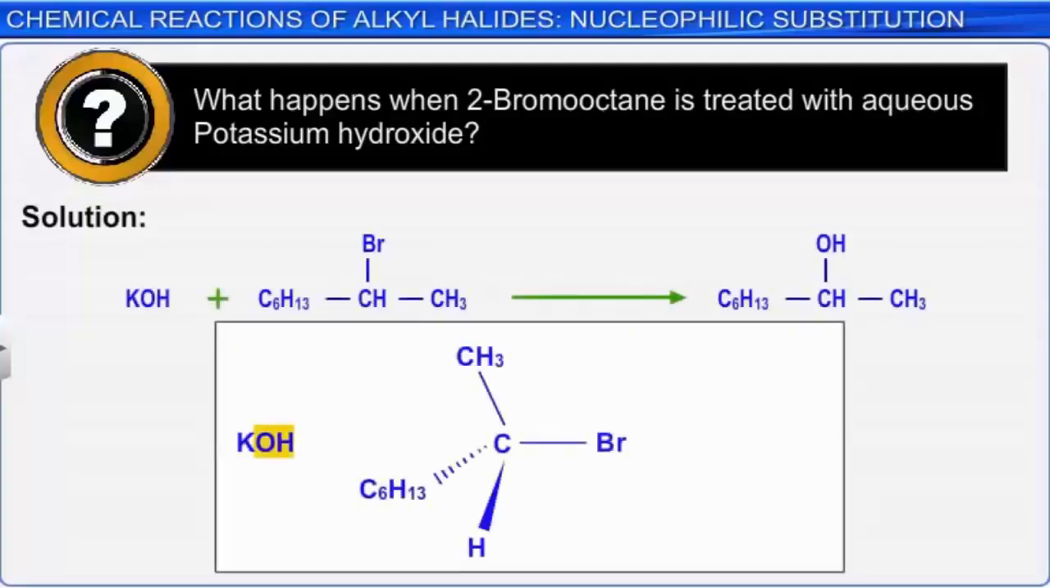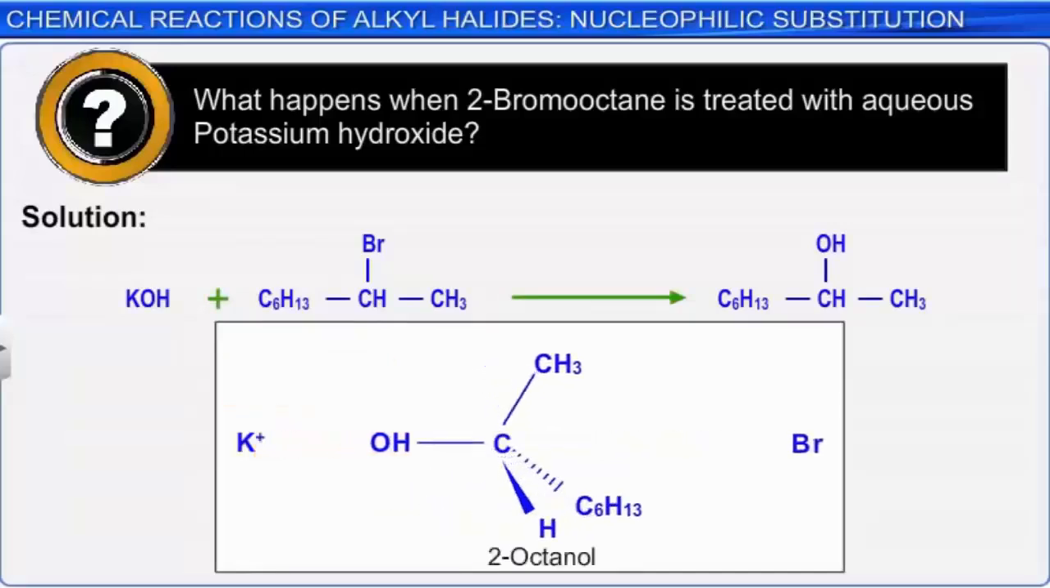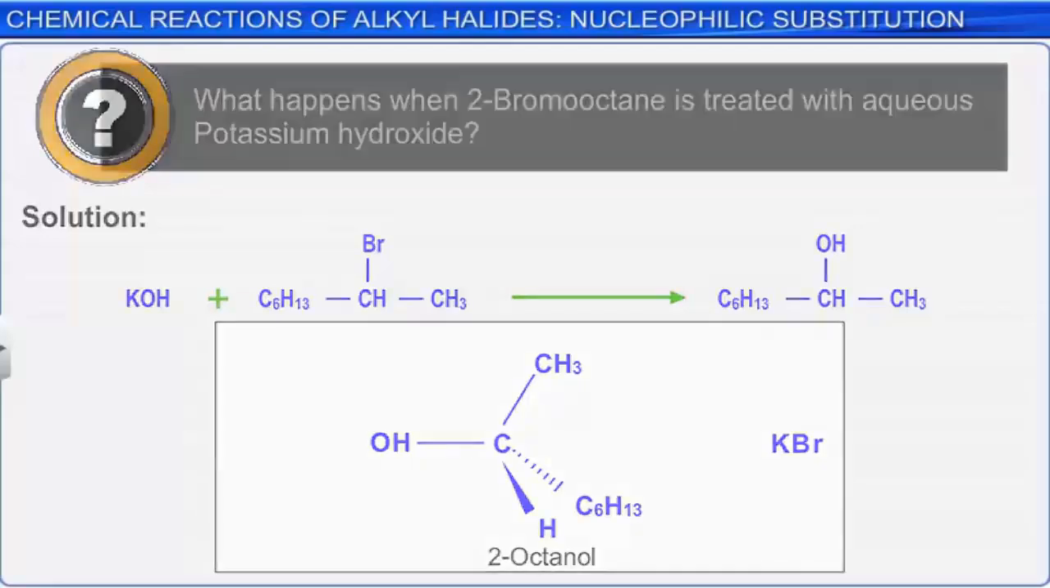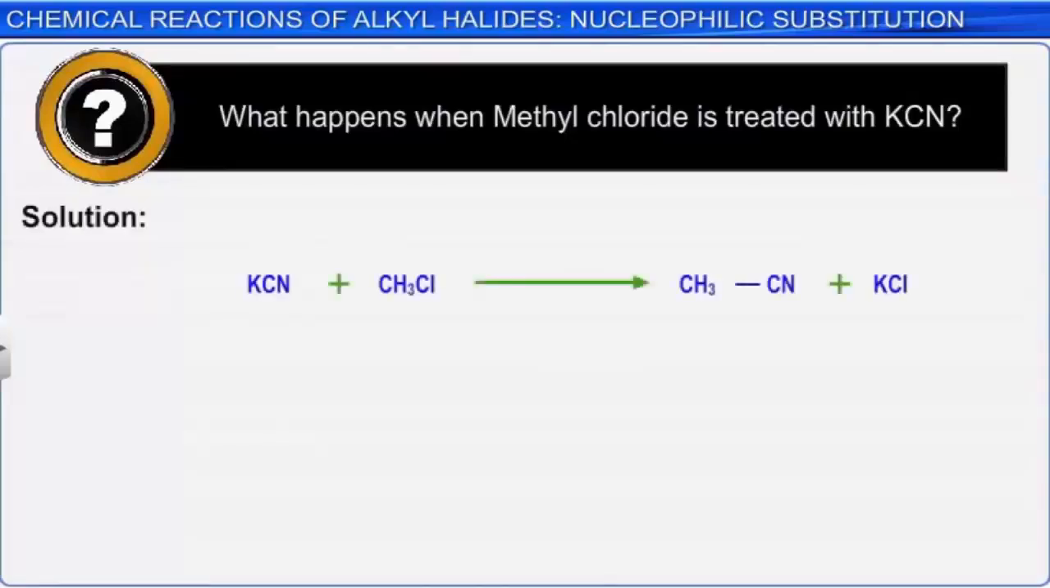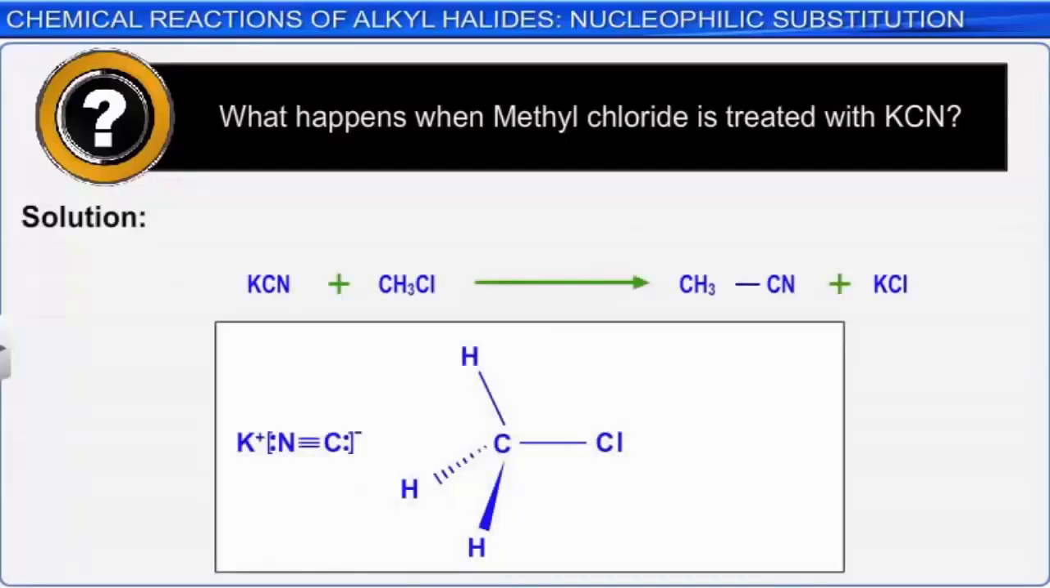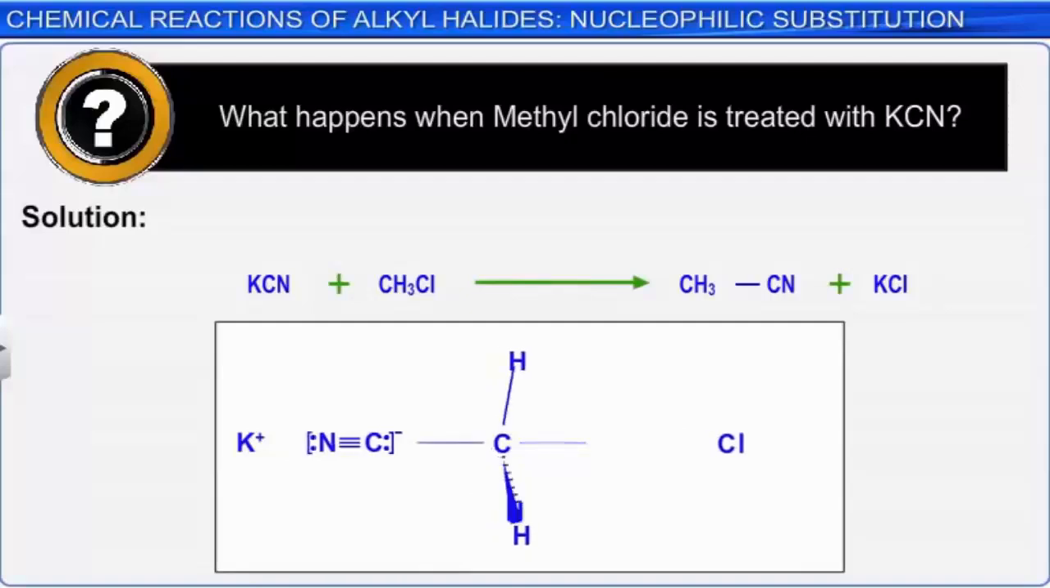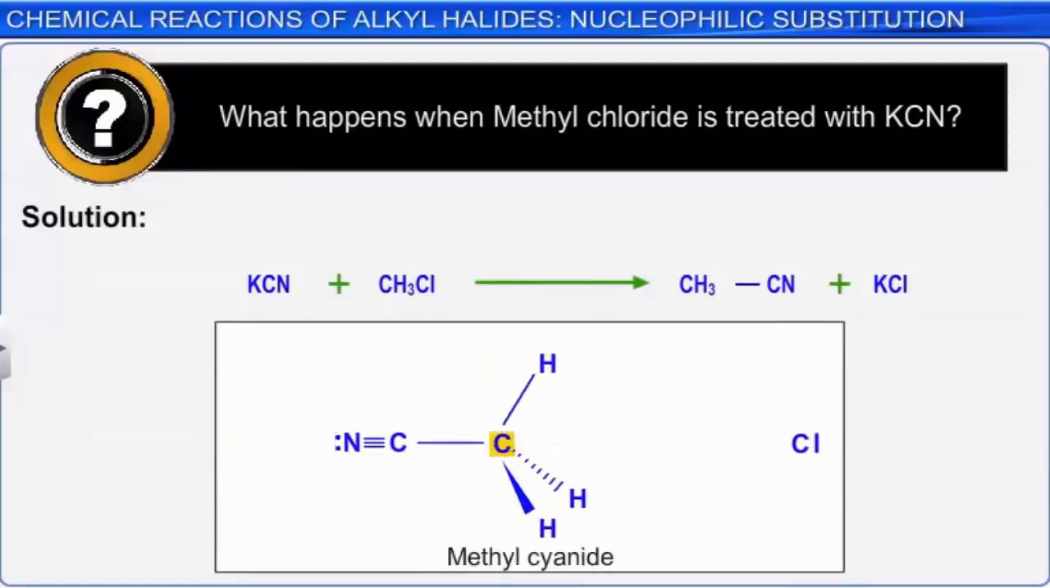The hydroxide ion is the nucleophile. See how it approaches the carbon atom from behind. Notice the inversion of configuration as the hydroxide ion pushes the bromide ion out to make 2-octanol. What happens when methyl chloride is treated with potassium cyanide? KCN is ionic, so it generates a cyanide ion which attacks the carbon in the methyl chloride.